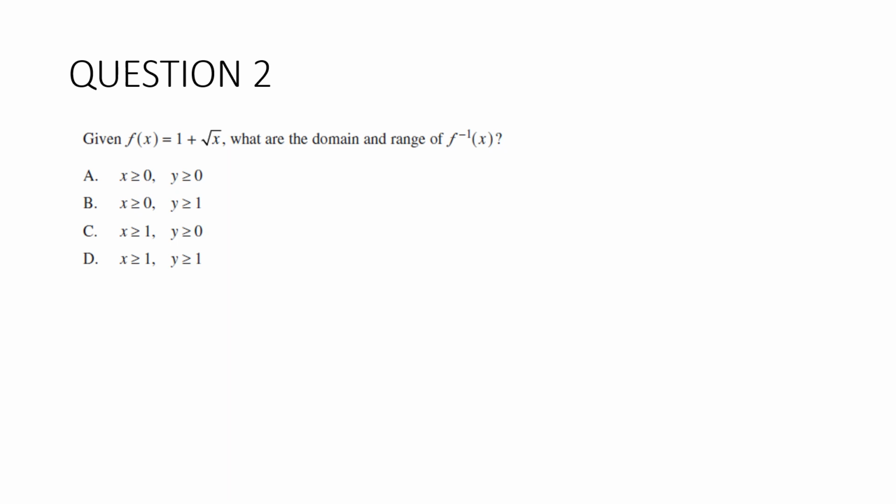Question 2. Given f of x is equal to 1 plus root x, what are the domain and range of the inverse function of f? So remember, if we work out domain and range of f of x, then for the inverse function we just switch these around. Alright, so let's start off with f of x. Recall that the domain is going to be affected by this root. We can only have positive values for x, or 0. So x is going to be greater than or equal to 0.